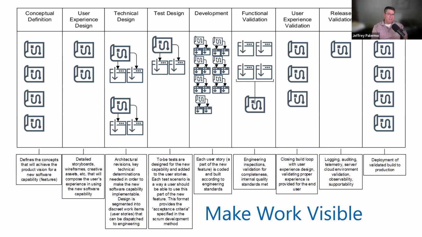And then, of course, it goes through coding. Functional validation is at the team level. User experience validation is typically at the business level. Release validation is server and cloud configuration, making sure we're ready to push out to the customers and that users can actually start using it. So this is an important tool for knowing where things are in the process, because something is going to get stuck.